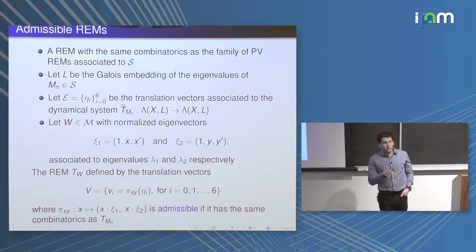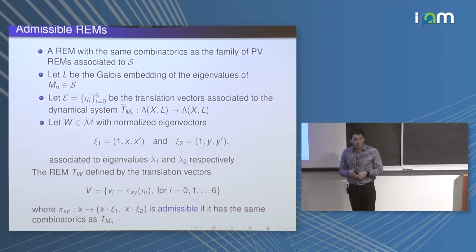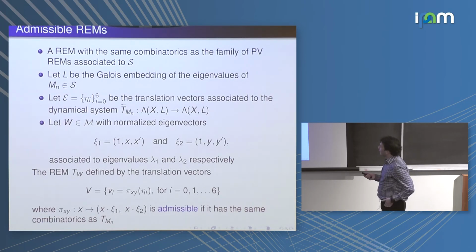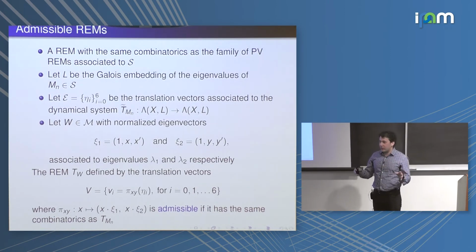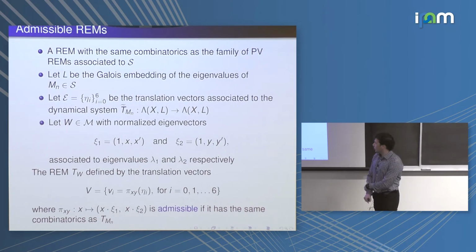All right. So we're only going to be able to compose certain REMs. And the reason is that the combinatorics can sometimes change. So we say that an REM is admissible if it has the same combinatorics as the family of PV REMs associated to S. So I'm taking these rectangle exchange maps that I showed you before, and I want to look at other ones which have the same combinatorics.